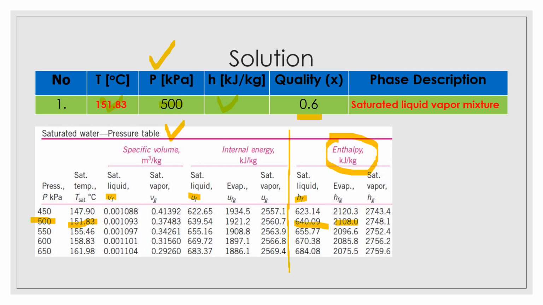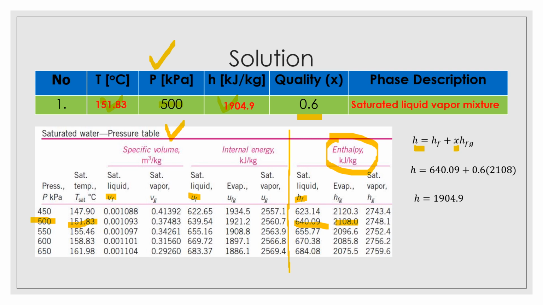I highlight that information because to determine the H, we need to use the equation related to the quality. Since hf is available from the table, X from the question, and hfg we pick from the table, finally we can get this final answer, 1904.9.